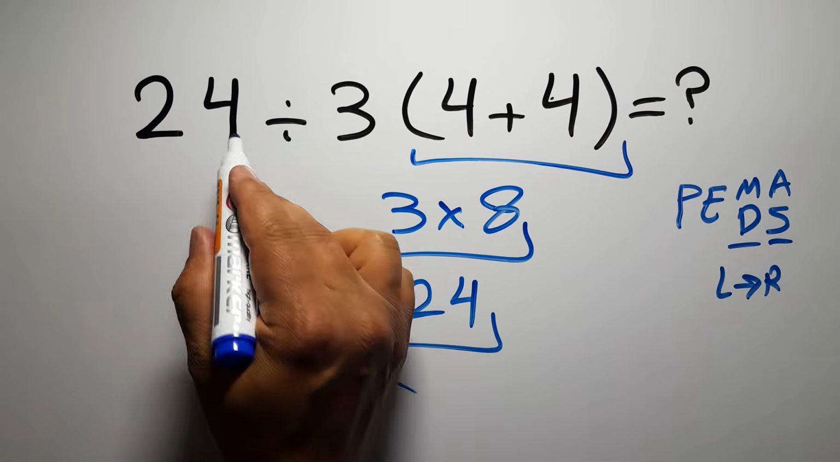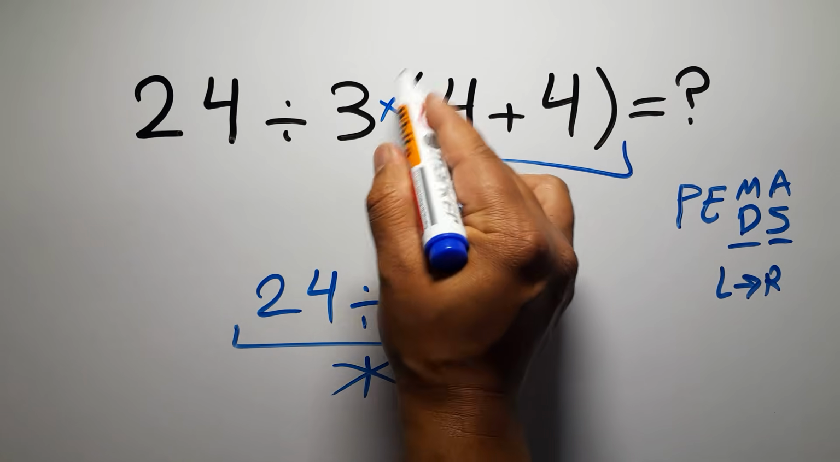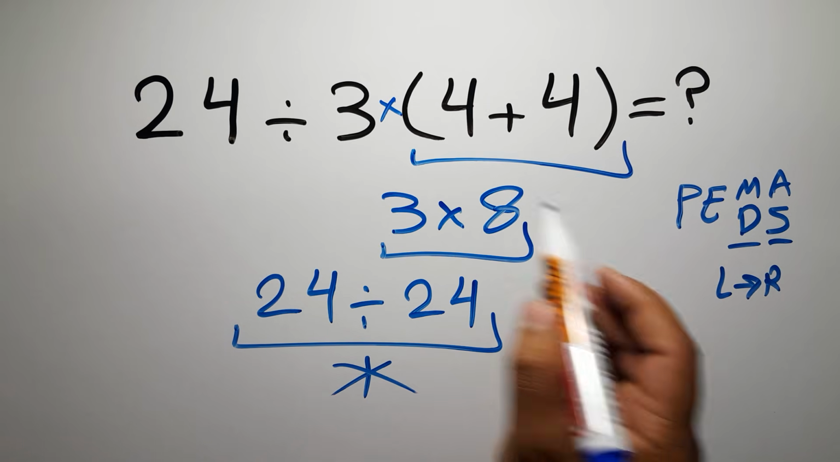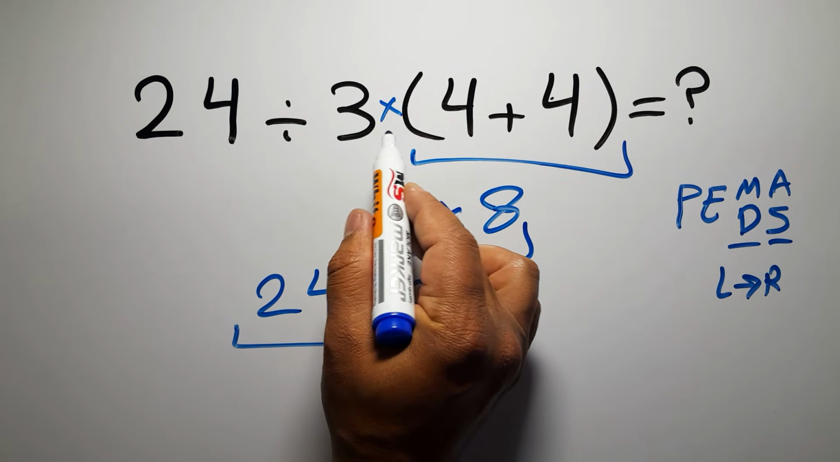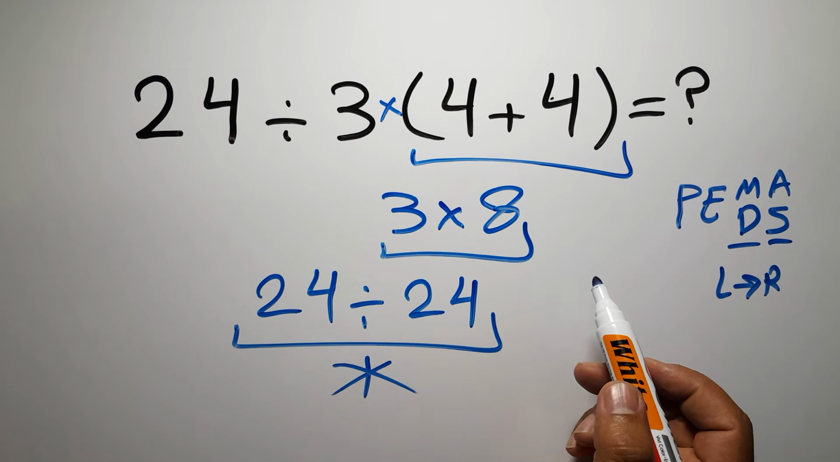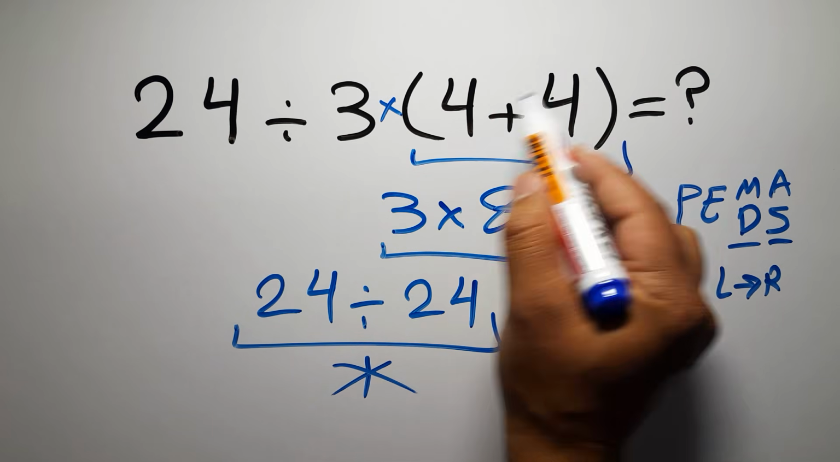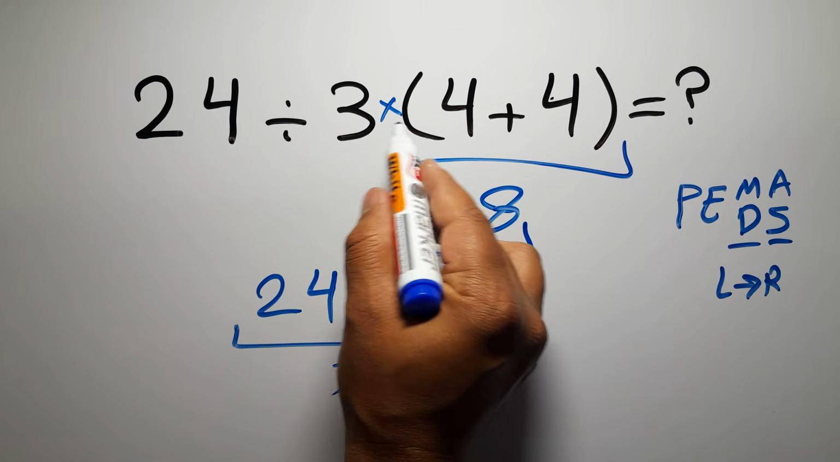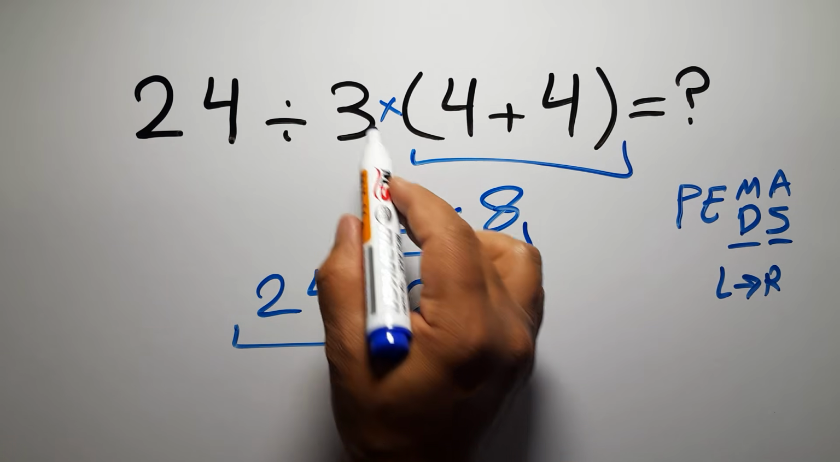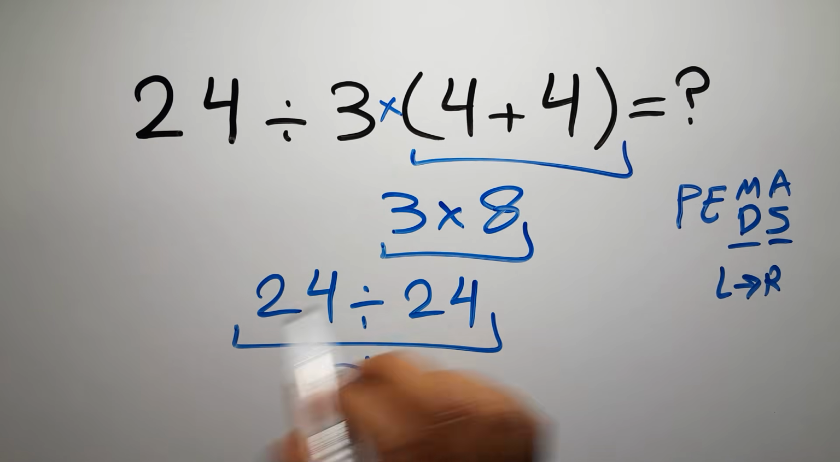In this expression, we have one division, one multiplication, and one parenthesis. In mathematics, when a number is placed next to parentheses, it means multiplication, and we usually don't write the multiplication sign for brevity. Okay, so first we have to do this parentheses, then this division, and finally this multiplication. If you do this multiplication before this division, it is wrong.